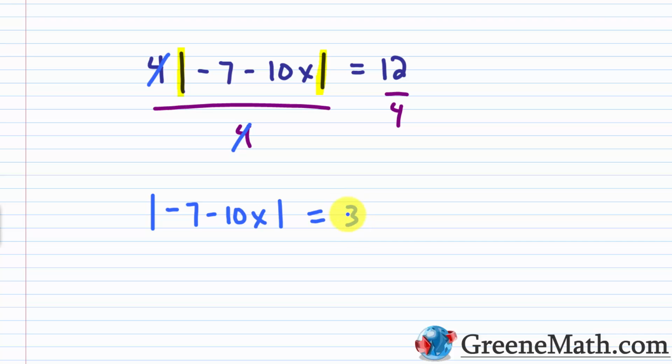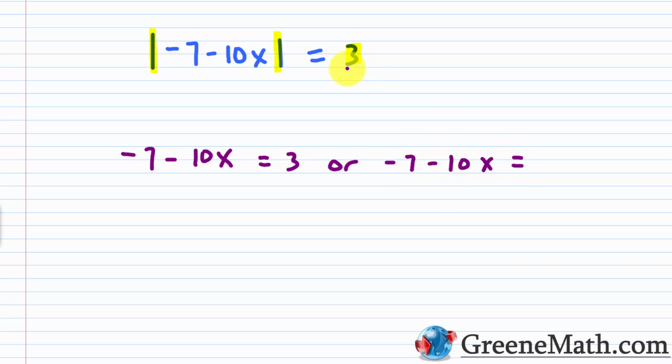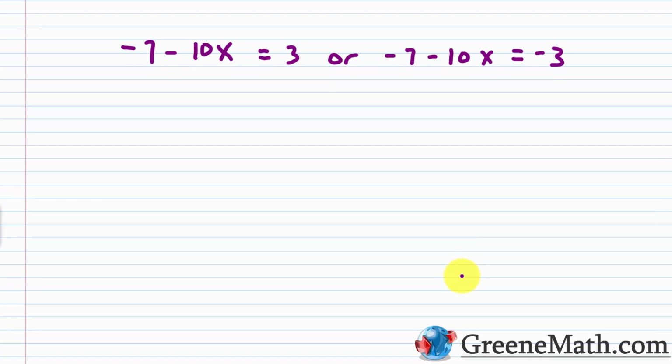So now we have this in the format of our absolute value operation equals some number. So the absolute value operation here is equal to some number, so I can set up my compound equation with or. I just take the expression inside, in this case negative 7 minus 10x, and set it equal to 3. Then or, I take my expression inside, negative 7 minus 10x, and set it equal to the negative of 3, so negative 3. And then I'm just going to solve these two equations here, and I'll have my solution.